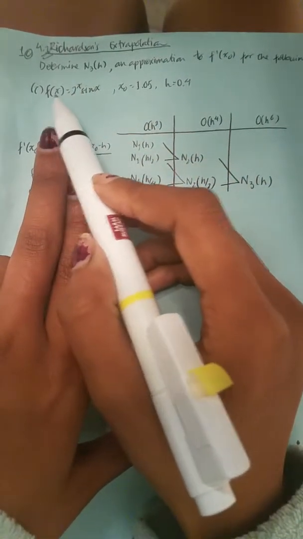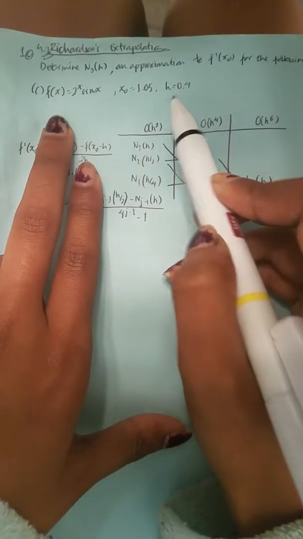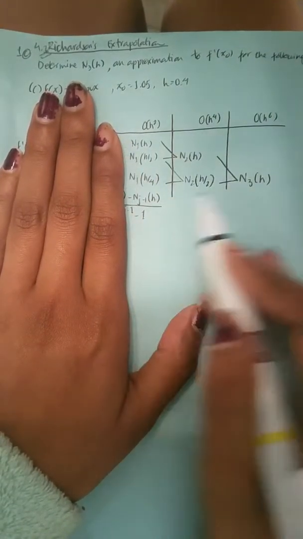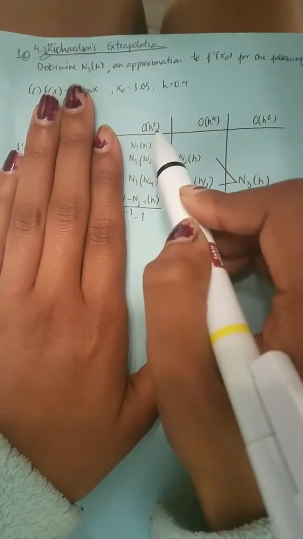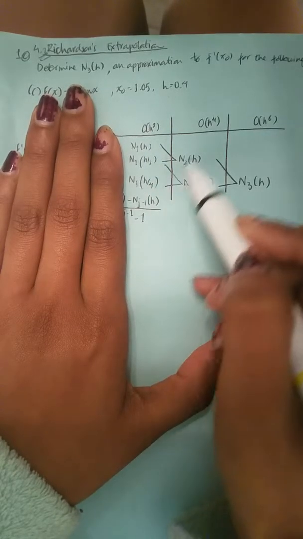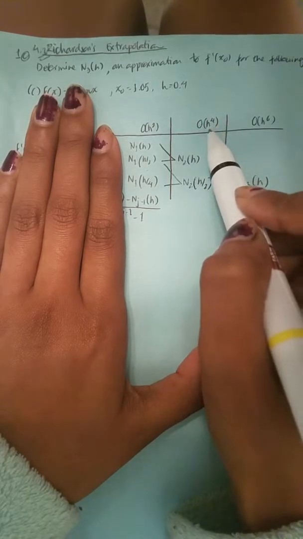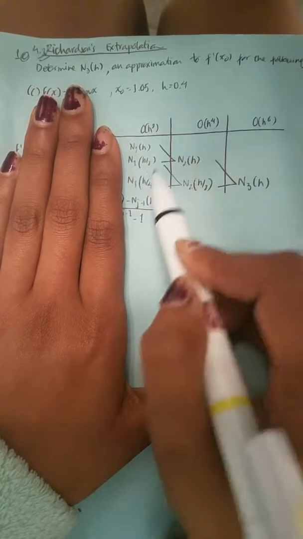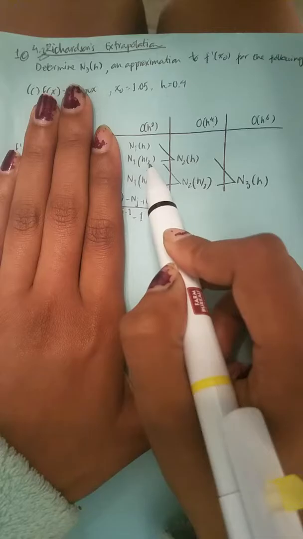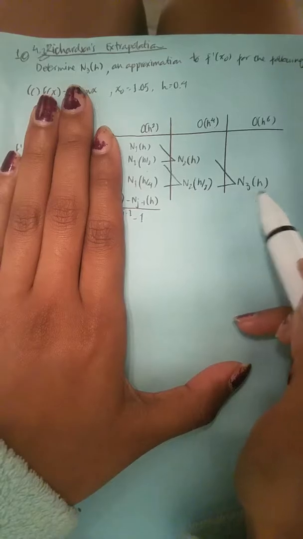And it says, the question is f of x equals 2 to the x sine x, x naught is 1.05, h is 0.4. Okay, so general things we need to know about it. Our complexity will be O of h squared when we calculate our N1s, which is N1(h), N1(h/2), N1(h/4). N2 will use N1 and will be of complexity h to the 4, and N3 will be of complexity h to the 6, okay? And so we'll use two N1s to calculate this N2, and then these two again to calculate N2 of h over 2, and finally we'll use these two to calculate N3 of h.